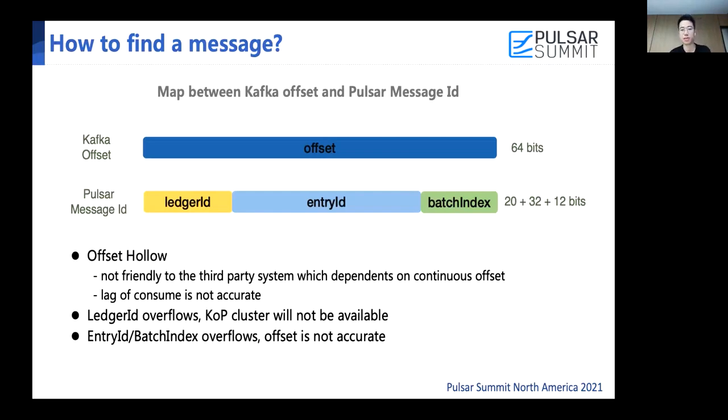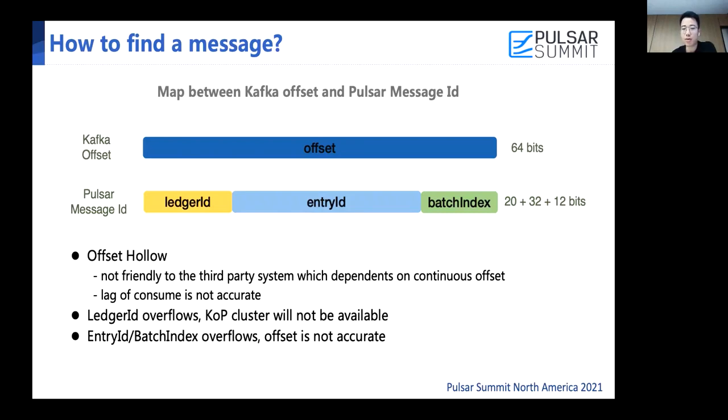Okay, let's see the last problem. At first, let's see how Kafka and Pulsar find a message. Kafka uses a 64-bit base offset to locate a message, and Pulsar uses a message ID, which contains three parts: ledger ID, entry ID, batch index, to search an entry. Since KOP supports Kafka protocol at Pulsar broker, it should have the capability to map the Kafka offset to Pulsar message ID and vice versa.